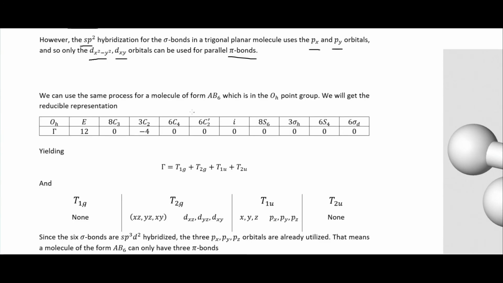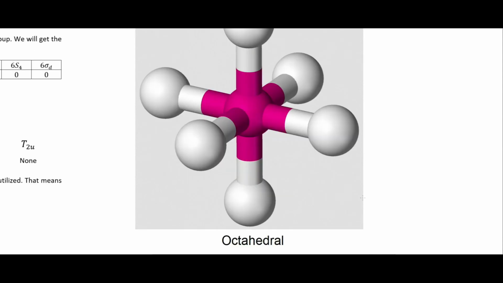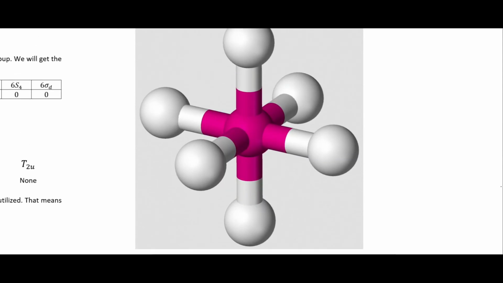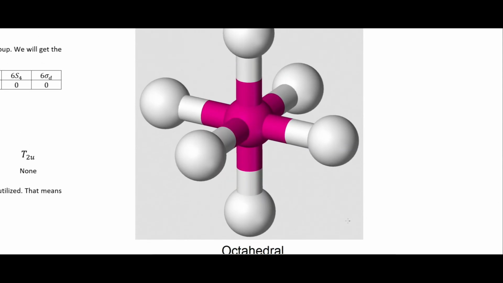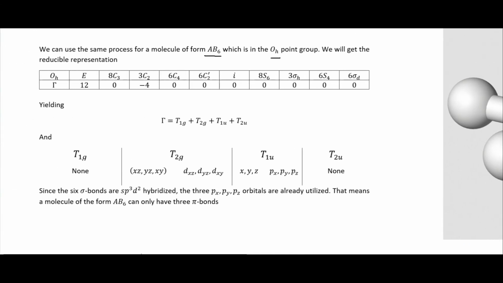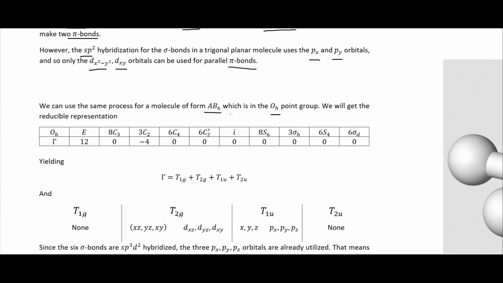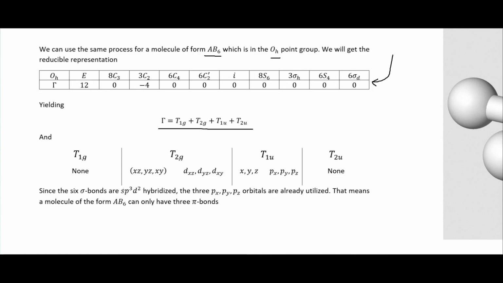So this is just looking at a molecule of the form AB6, which is an octahedral molecule, and so that looks like this. And so this is the octahedral molecule, so it has the 1, 2, 3, 4, 5, 6 atoms bound to the central atom, so the B sub 6 here. And so we get this reducible representation, which yields this right here after we go through the formula above to find out how many of these are in this right here.